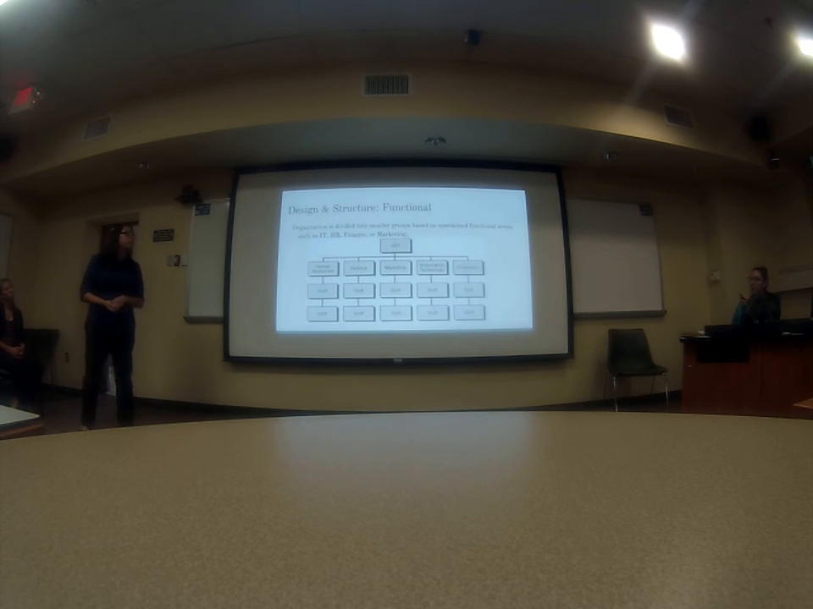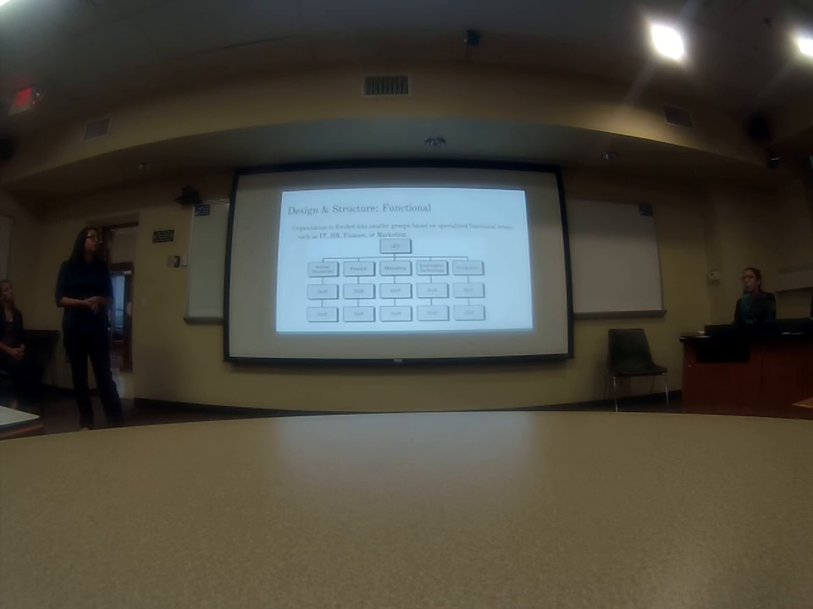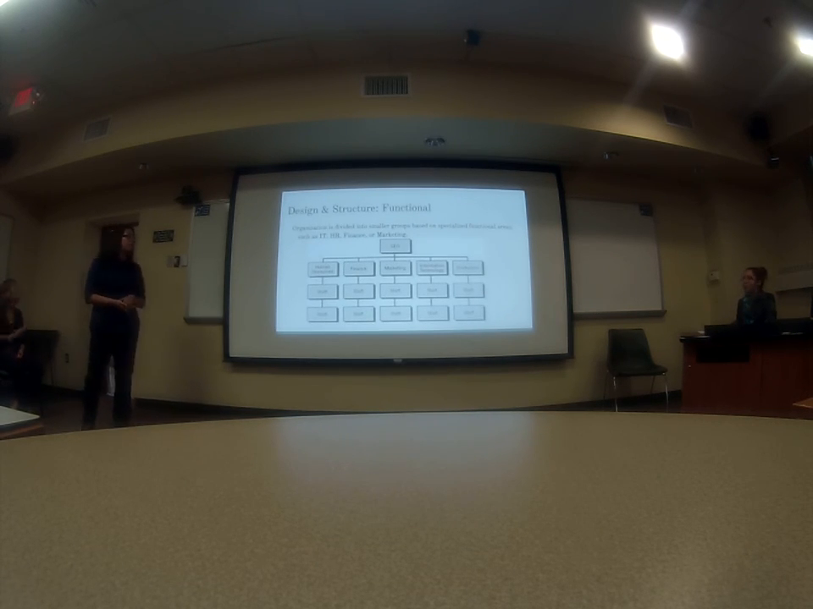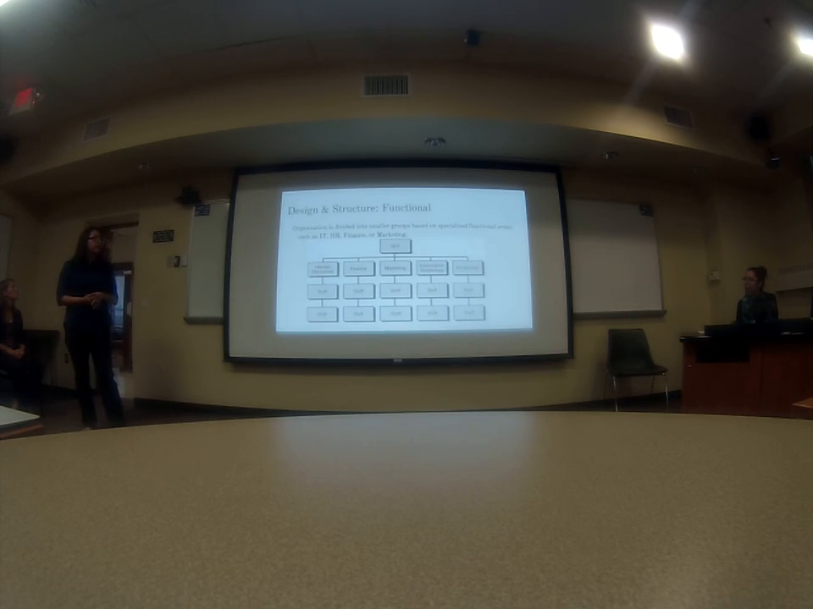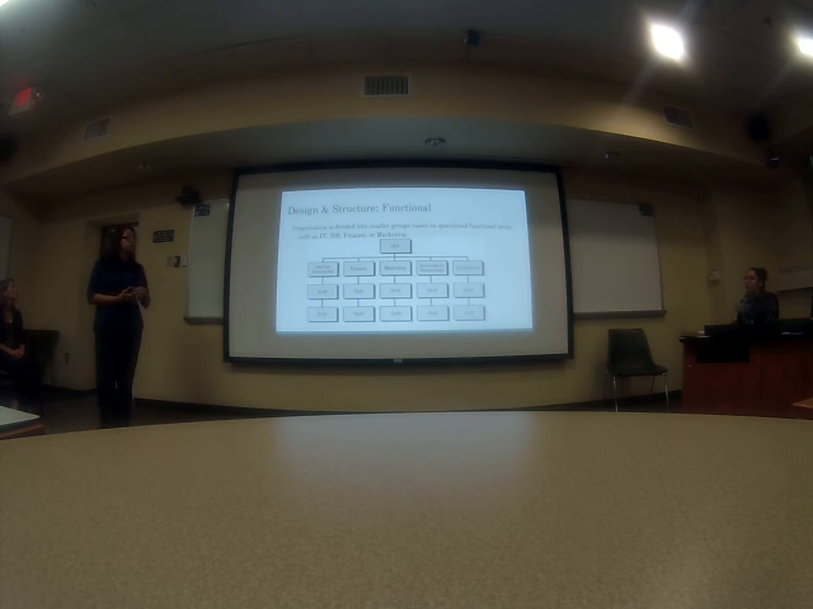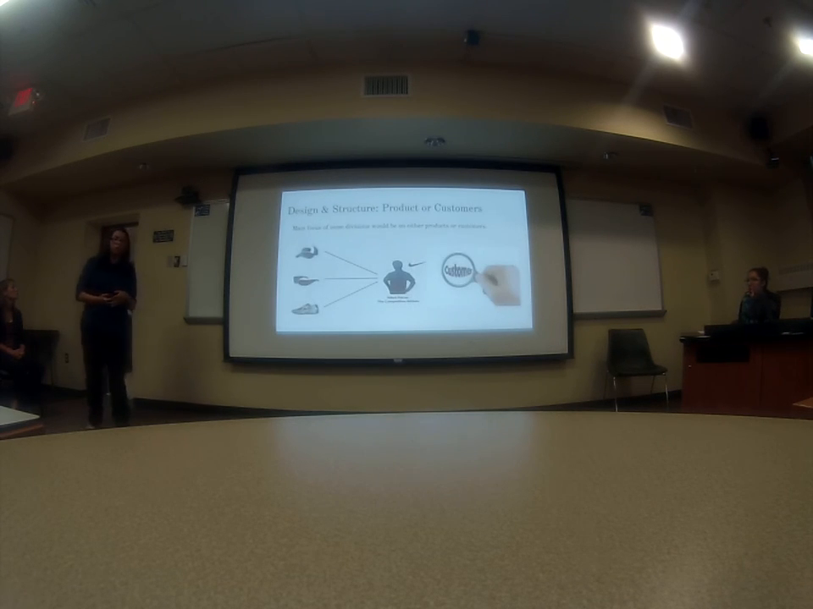That's when it's functional, basically, depending on the areas of the department, human resource, IT, finance, or marketing, it's divided, and each department basically works in smaller groups. And the last one is product or customer. Main focus on subdivision could be either product or customer. Like Nike, they focus on their athletic customer.